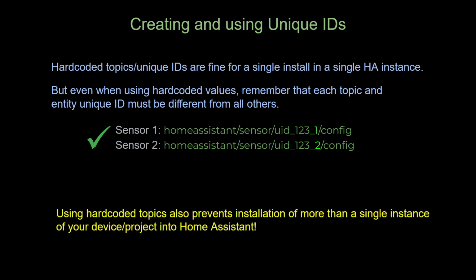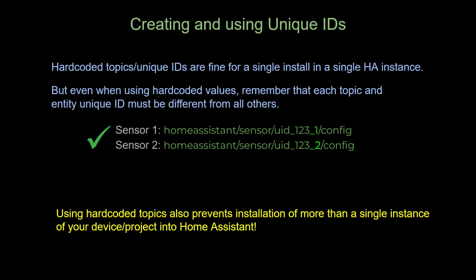Now, the other problem with using hard-coded topics is you can't install multiple copies of that device. So let's say I've created some kind of wonderful multi-sensor and someone wants to create two of them in their home. Well, they install the first one, but when they go to install and configure the second one, it's trying to use the same exact topics and the same exact unique IDs, which isn't going to work. I discovered this the hard way when someone reached out to me about my LED parking assistant. It had never occurred to me that someone might install more than one of those in their home, but guess what?